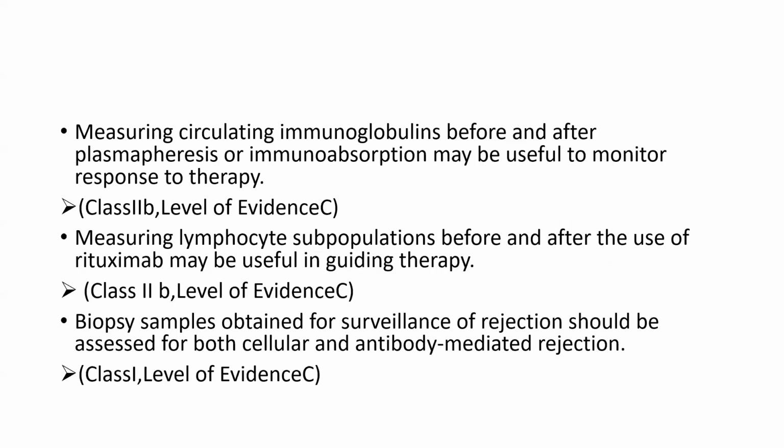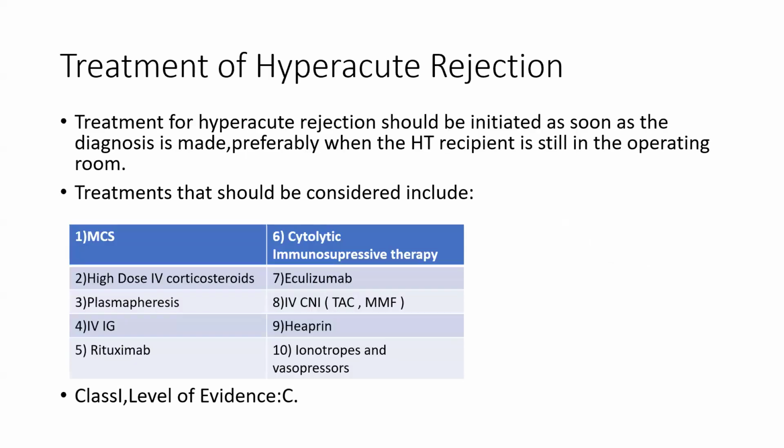Measuring circulating immunoglobulin before and after plasmapheresis and immunoadsorption may be useful to monitor response to therapy. Measuring lymphocyte subpopulation before and after the use of rituximab may be useful in guiding therapy. Biopsy samples obtained for surveillance of rejection should be assessed for both cellular and antibody-mediated rejection.